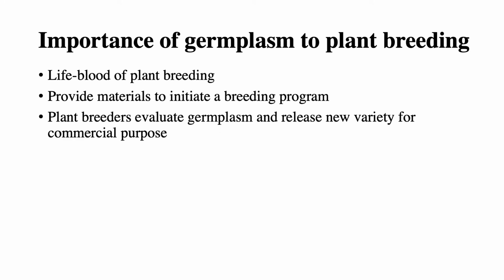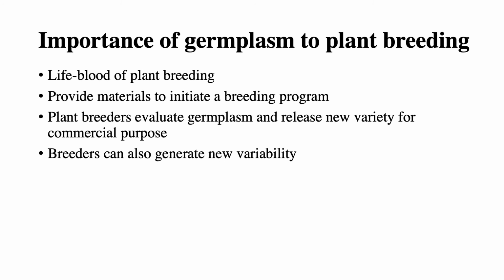Sometimes the plant breeders evaluate plant germplasm and make a selection from the existing biological variation, and then the promising or superior genotypes that are adapted to the production region are released to the producer.